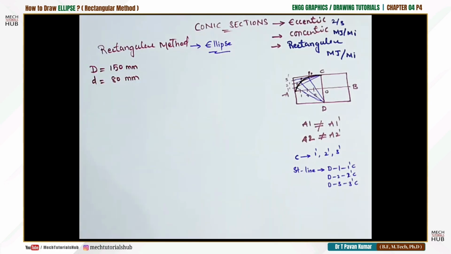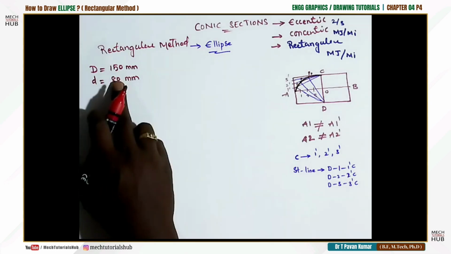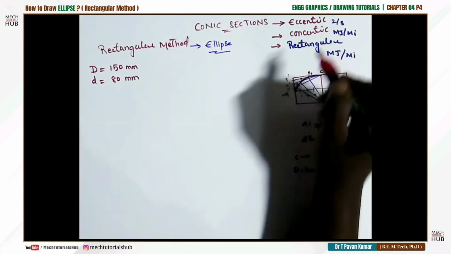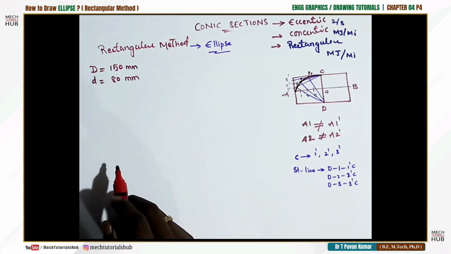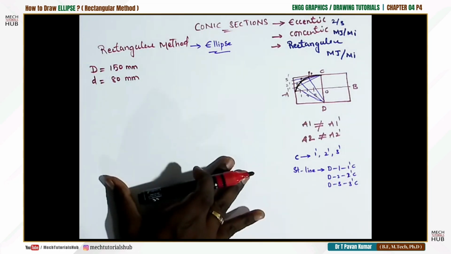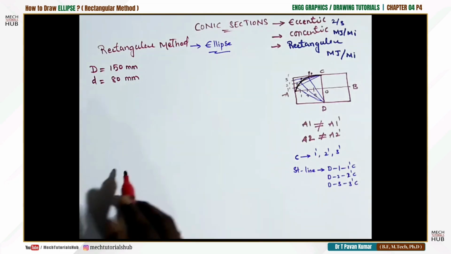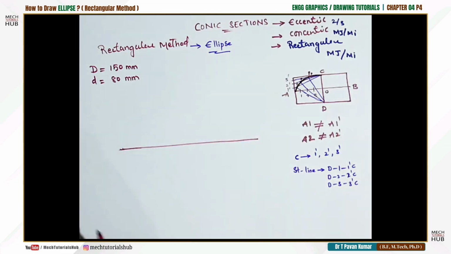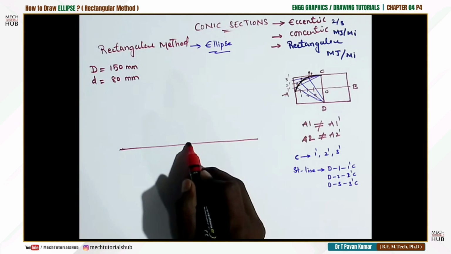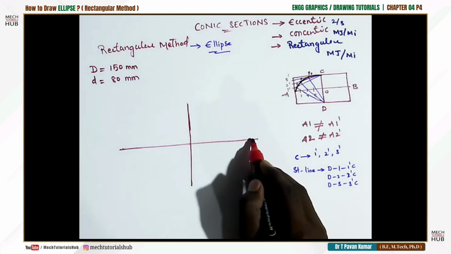This is your problem: construct an ellipse by using the rectangular method. Major and minor axes are given. When major and minor are given, the concentric method is also possible, but our question is about the rectangular method. I'll draw a simple horizontal of length 150 mm and draw one vertical. The vertical I'll extend a bit.